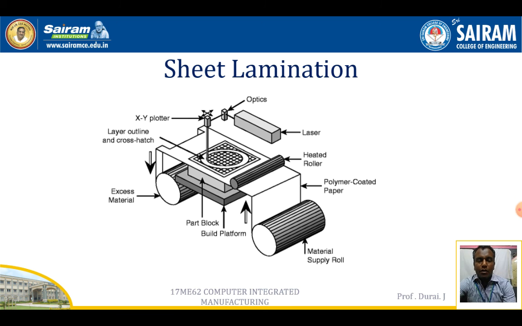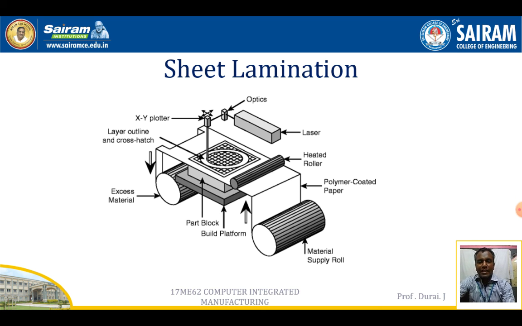One is the bond then form type, and the other is the form then bond type. In the bond then form type, the laminates are bonded together first, and then cutting takes place later. But in the form then bond method, the cutting takes place first, and bonding takes place later. This is about the bond then form, as well as the form then bond method.